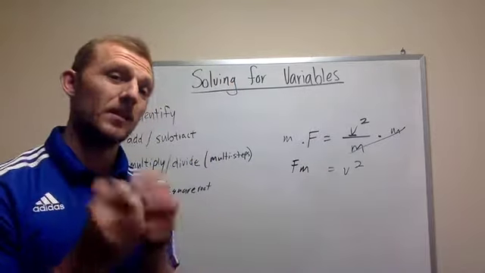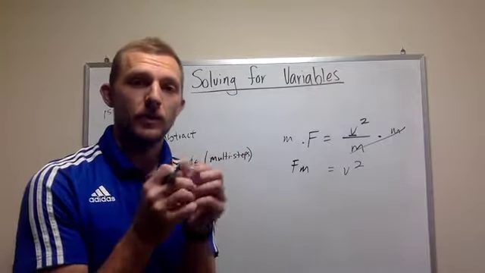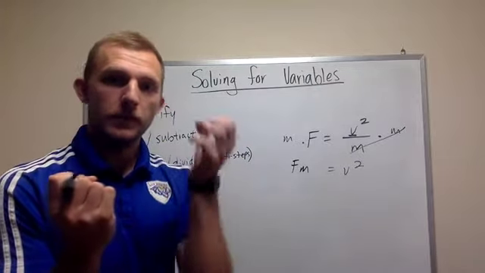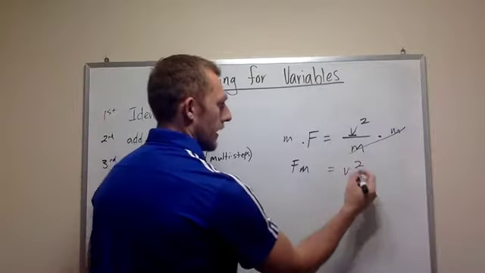Because v is not really on its own. It's together with its duplicate, because v times v, right? So let's go ahead and square root.